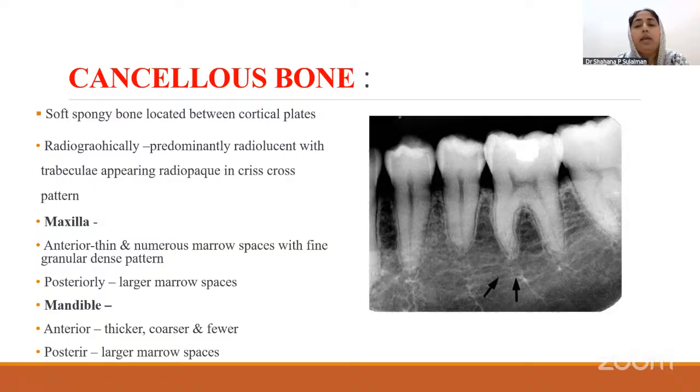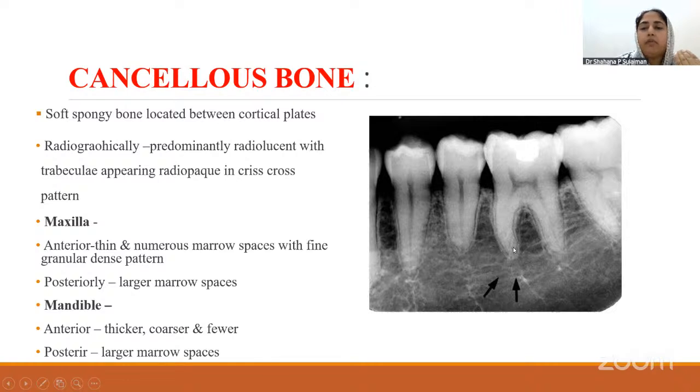You can also appreciate a variation in the appearance of this cancellous bone in the maxilla and mandible. In the maxilla, it is more porous than the mandible. In the anterior maxilla we have smaller marrow spaces, and in the posterior maxilla we have larger marrow spaces. In the mandible, the cancellous bone is denser in the anterior region. When we move towards the posterior side, there are larger marrow spaces.